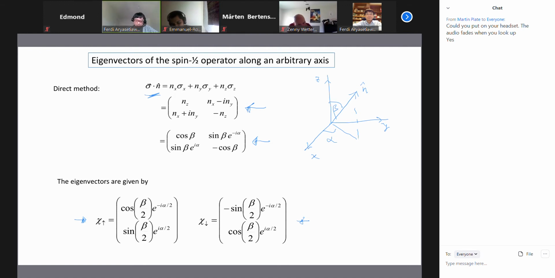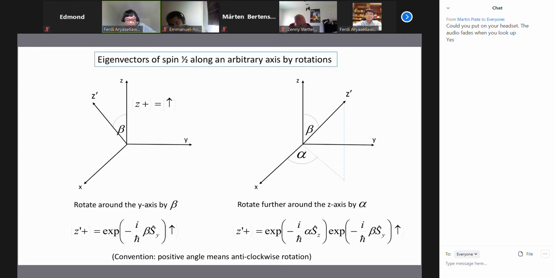But there is a more interesting way of doing this, kind of more elegant, you might say. That is by using the rotation operator. So what we do is we start with the spin up eigenstate in the z direction. So we start from this state here.